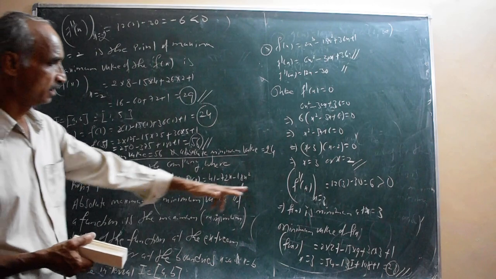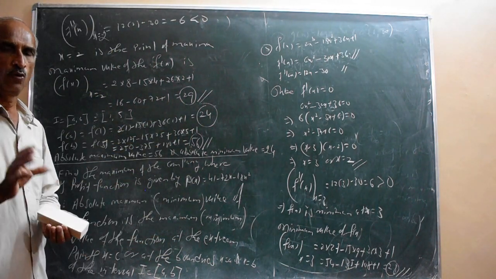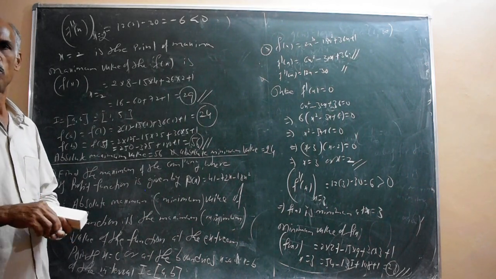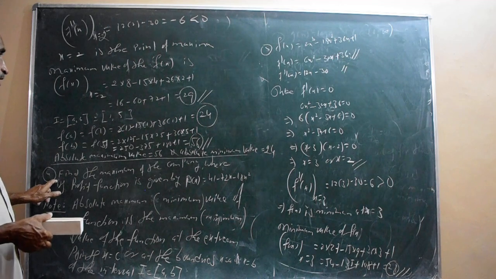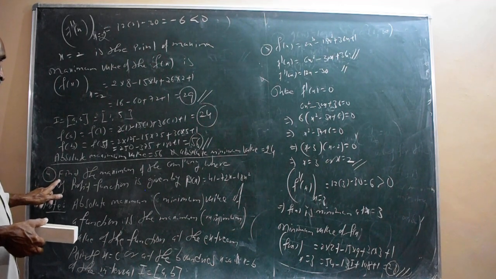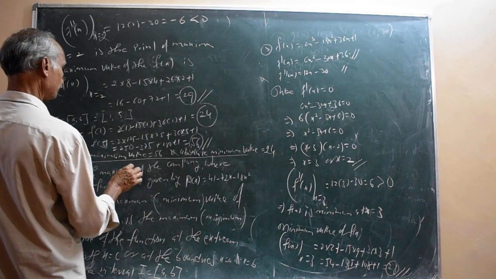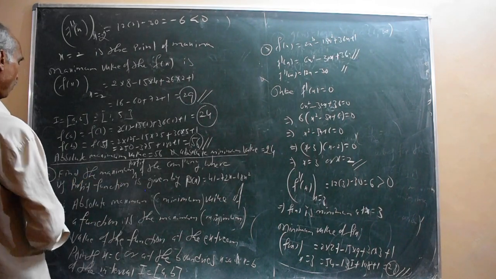Now, among the local maxima and local minima and among the boundary values of the function, which one is minimum? That is the absolute minimum. Which one is the maximum value? That is the absolute maximum value. Here we got absolute maximum as well as absolute minimum at the boundary values. Not necessarily it is always at boundary values. Next problem, find the maximum profit.